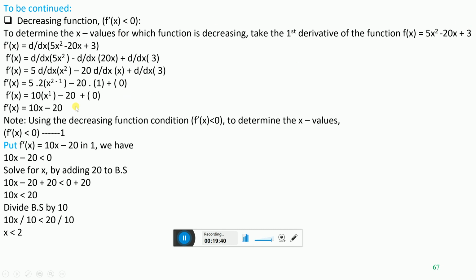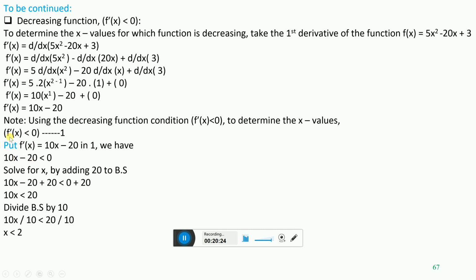Now how can we determine the x values? We can find out the x values using this condition of the decreasing function. The condition is that the first derivative for the x value must be less than 0, must be negative. So using the decreasing function condition, f prime of x less than 0, we determine the x values. Now I give this condition the name 1. We will put f prime of x is equal to 10x minus 20 in this condition 1 and solve for x. So I am putting f prime of x less than 0. This is the value of this f prime of x.